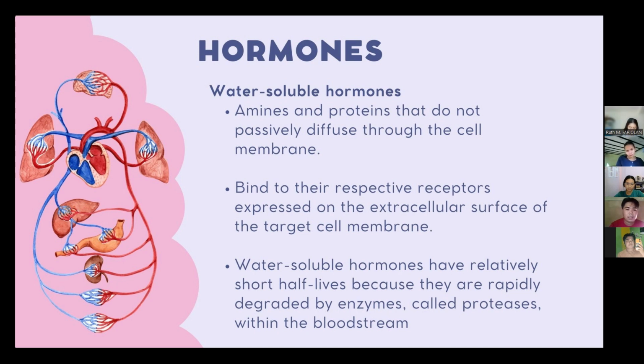Water-soluble hormones bind to the respective receptors expressed on the extracellular surface of the target cell membrane. Water-soluble hormones are polar molecules. They include protein hormones, peptide hormones, and most amino acid derivative hormones. Water-soluble hormones have relatively short half-lives because they are rapidly degraded by enzymes called proteases within the bloodstream. Hormones with short half-lives normally have concentrations that change rapidly within the blood and tend to regulate activities that have rapid onset or short duration.